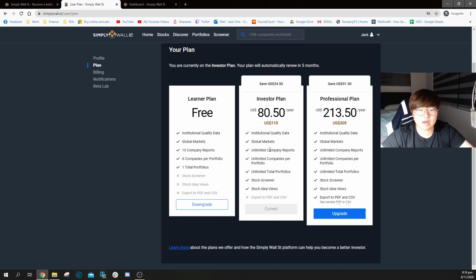We'll see about it. But honestly, most people should not really require the professional plan. I think the investor plan is more than enough for most people, and if you have a lot of time on your hands, you might not even need this at all. That's really up to you, but that's how the plans work out at Simply Wall Street.